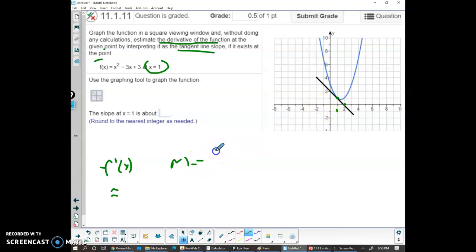What is the slope of this line? Well, slope is rise over run, or y2 minus y1 over x2 minus x1. So it's going down 1. Oops, that doesn't look like down 1. It's going down 1, so that would be negative 1 over right 1, which is positive 1. So your slope is negative 1. That is the derivative at that particular point. You figured it out by estimating the slope of the tangent line.